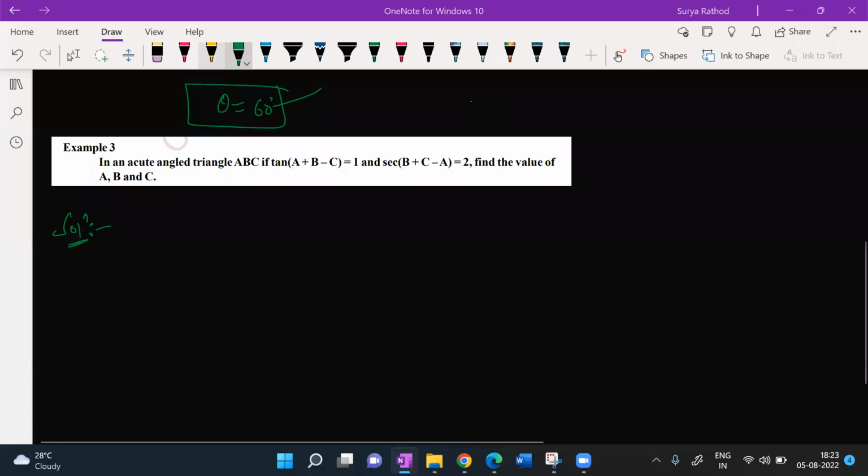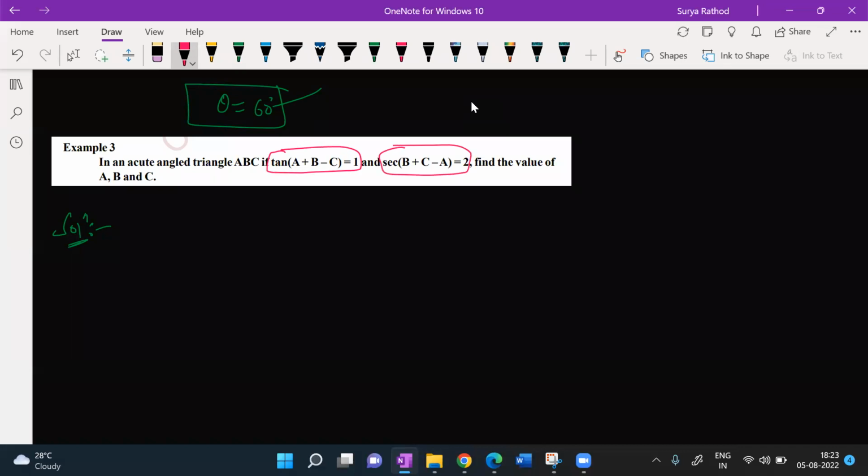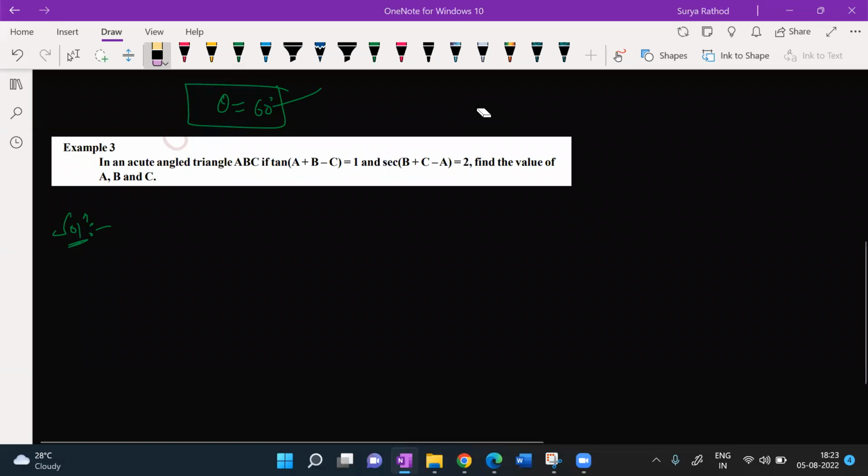In an acute triangle ABC, if tan(A + B − C) = 1 and sec(B + C − A) = 2, then what is the value of A, B, C? Very good, Aditi. So he has given tan of A plus B plus C is equal to.